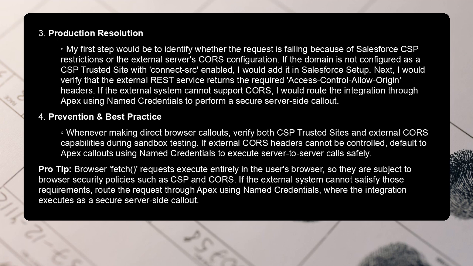Next, I would verify that the external REST service returns the required access control allow origin headers. If the external system cannot support CORS, I would route the integration through Apex using named credentials to perform a secure server-side callout. 4. Prevention and best practice. Whenever making direct browser callouts, verify both CSP trusted sites and external CORS capabilities during sandbox testing. If external CORS headers cannot be controlled, default to Apex callouts using named credentials to execute server-to-server calls safely.